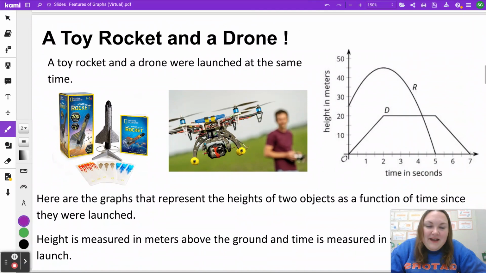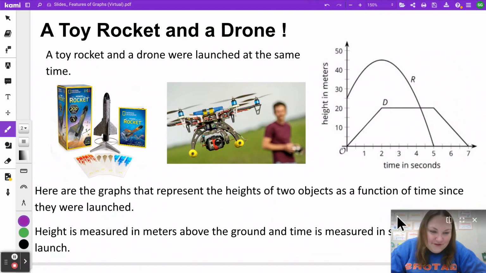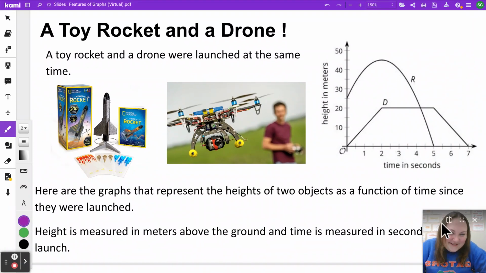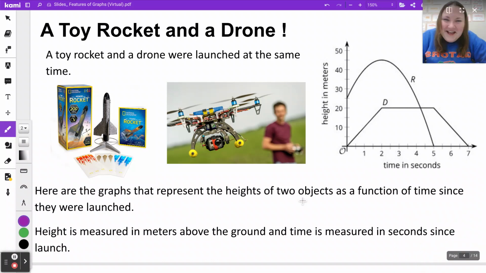For this first one, I've got this graph here that shows two functions. And let me move my face just a little bit. That didn't do much. I can put my face up here. The graph over here has two functions on it. One is a toy rocket and one is a drone. And if you're unfamiliar with these, I've got pictures of both. A toy rocket looks something like this, where it's going to shoot up in the air and then gravity will be bringing it back down.